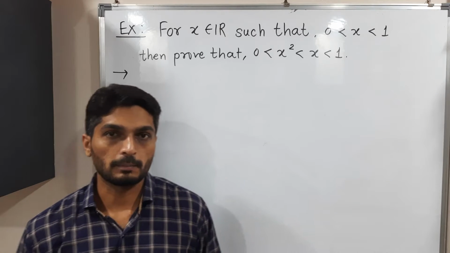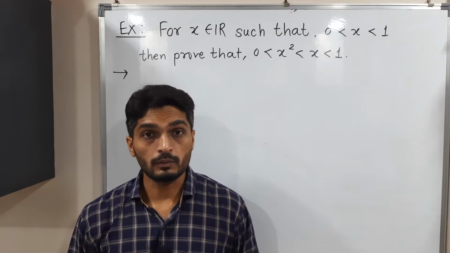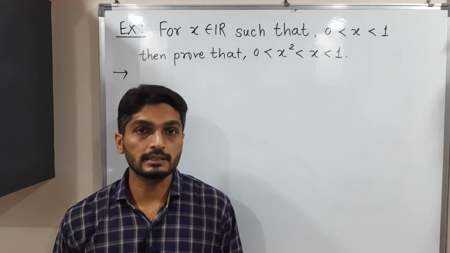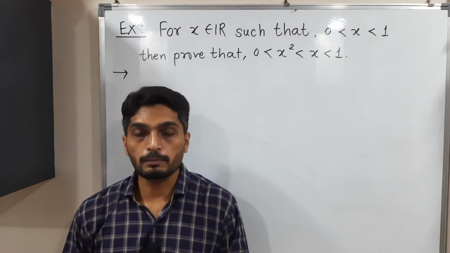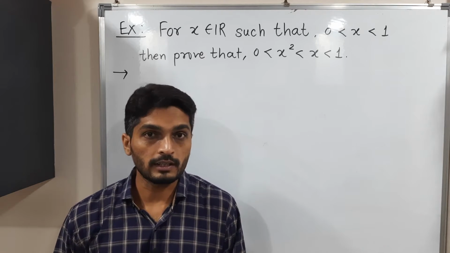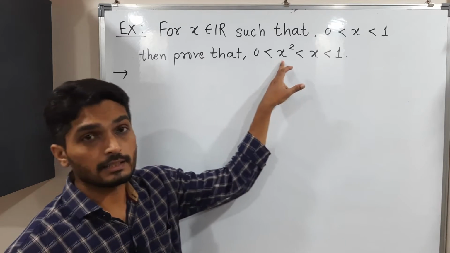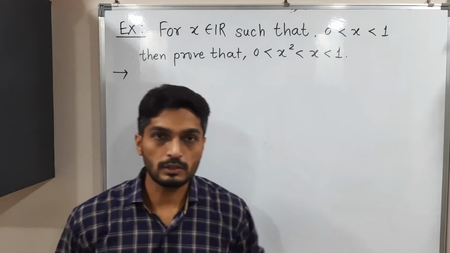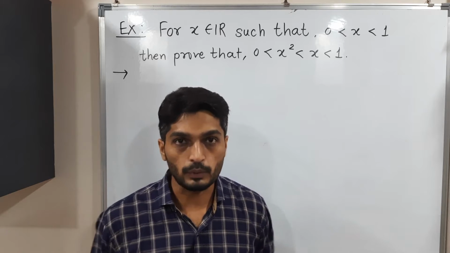Let us solve this example. In this example, we have a condition: x lies in (0, 1). And what we have to prove is, if x lies in (0, 1), then 0 < x² < x < 1. So let us start with the given thing and then we will prove it.